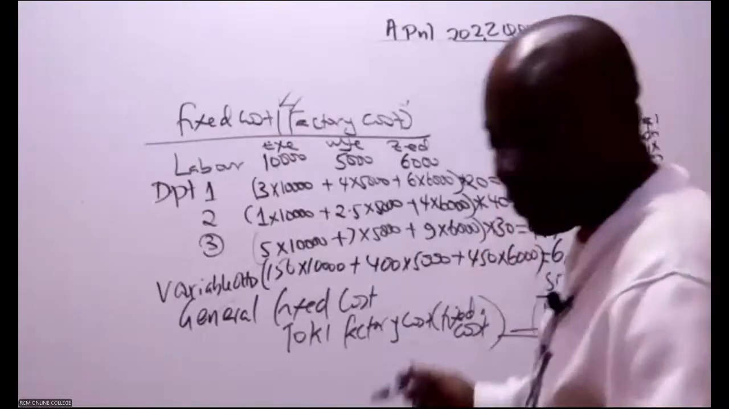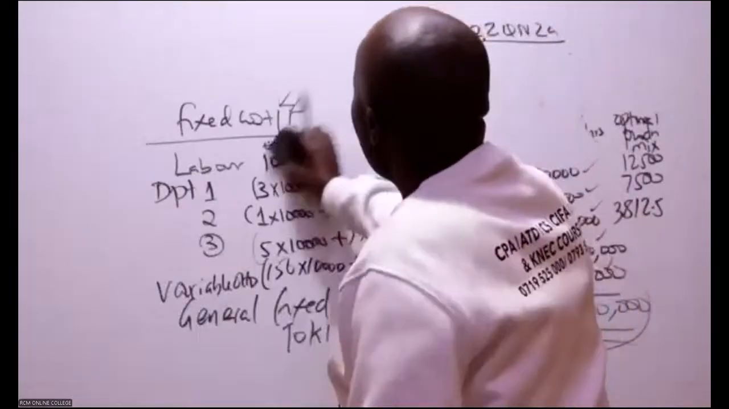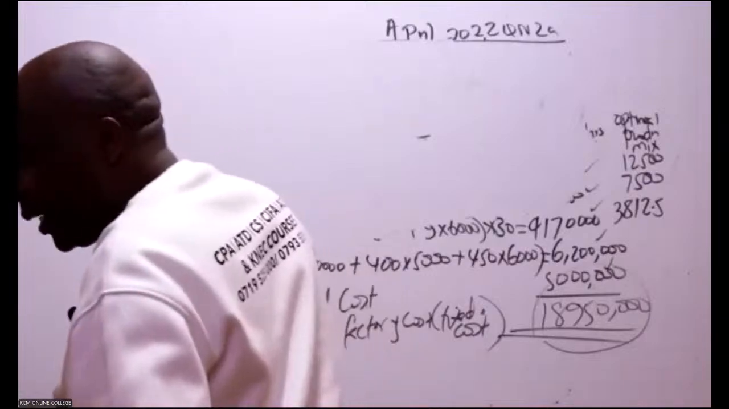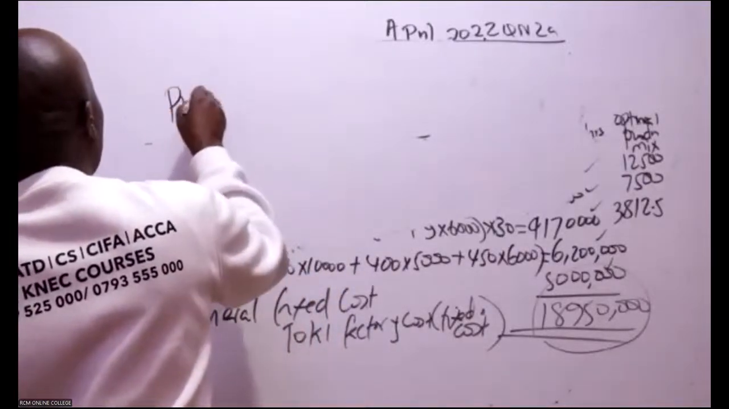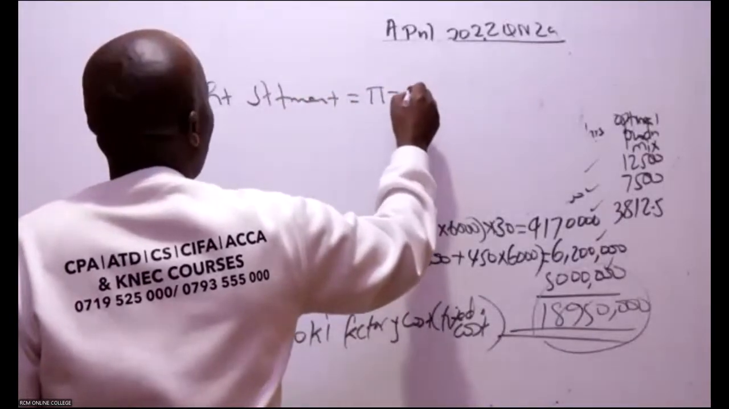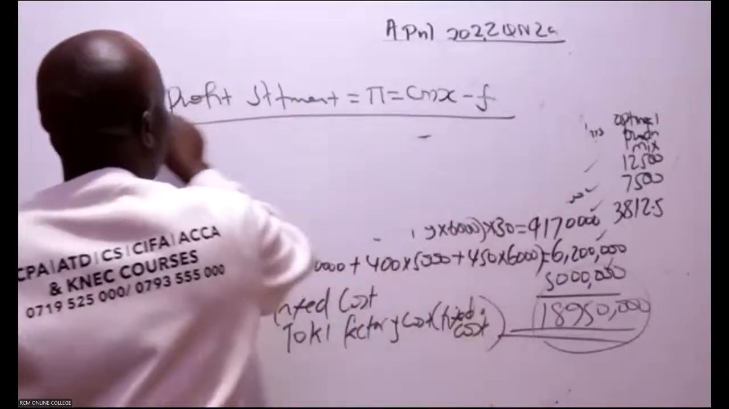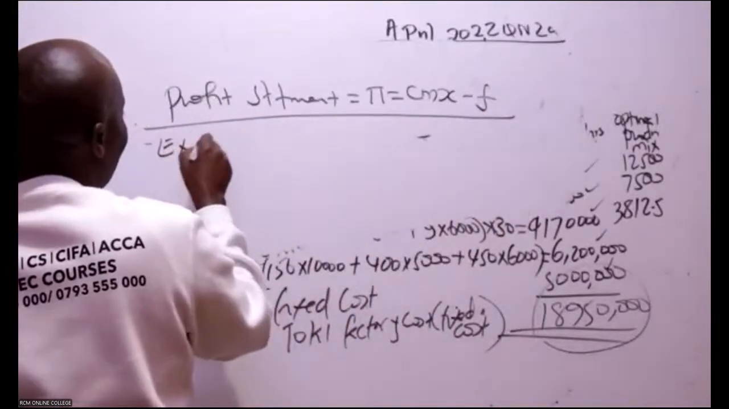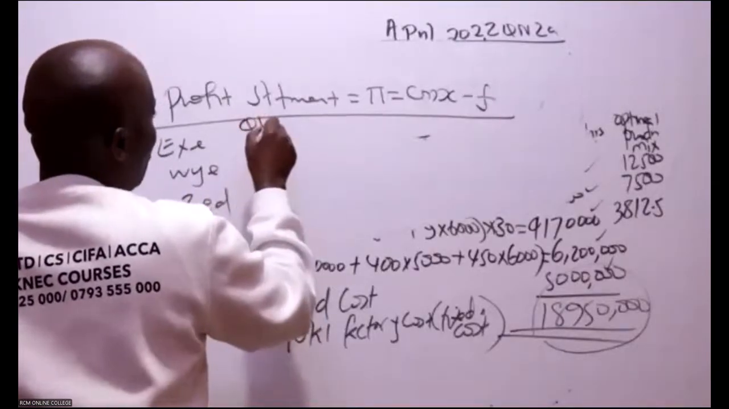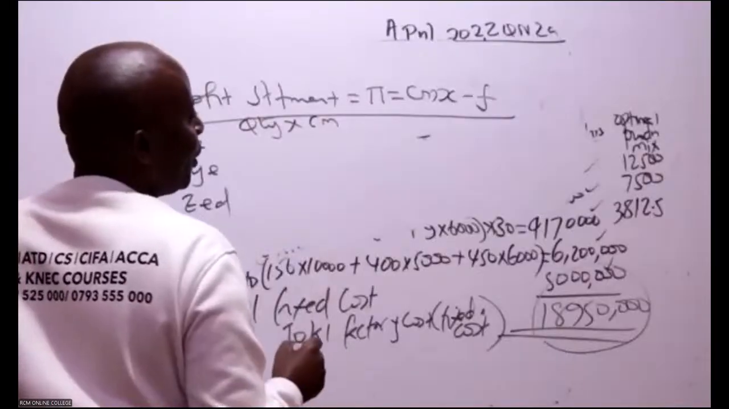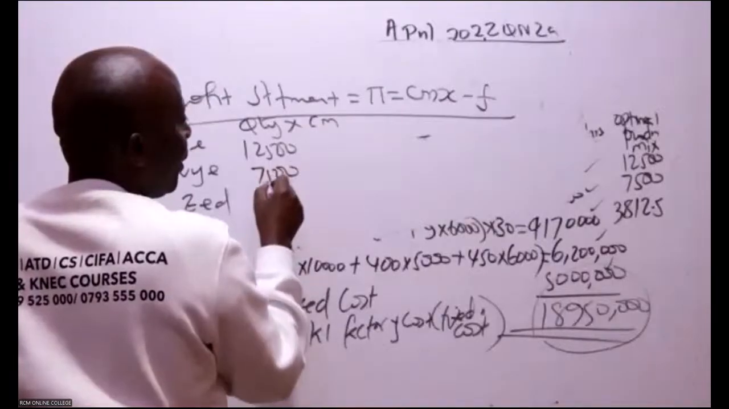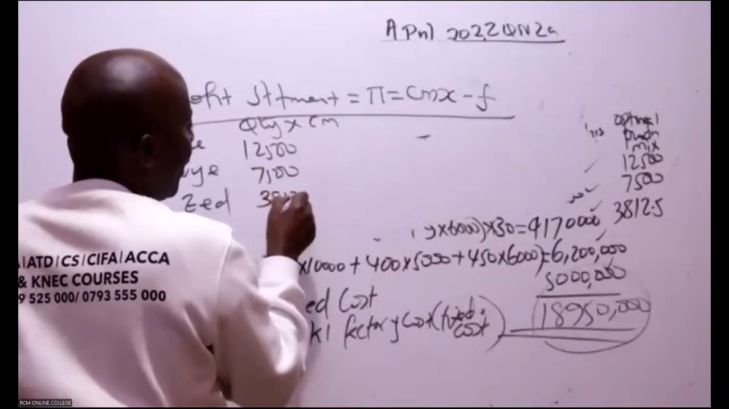So move there very fast and give me the profit statement. Remember, profit is CM times X minus fixed costs. So we have here X, Y, Z, and already we have quantity times CM. The quantity for the first one is 12,500, then we have 7,500, then 3,812.5.